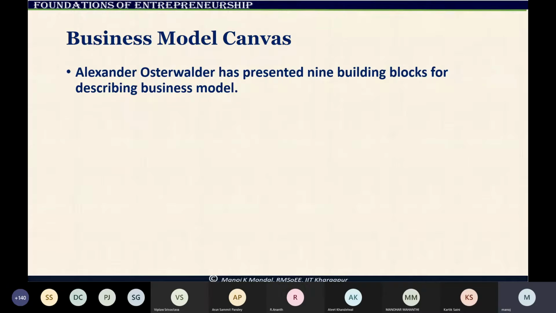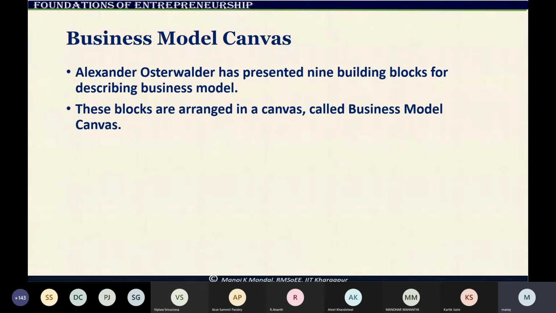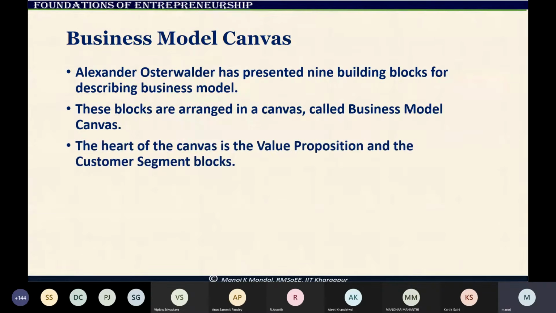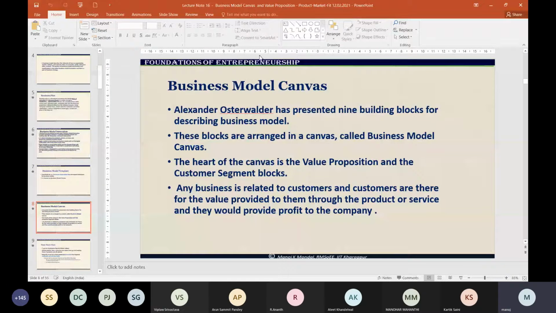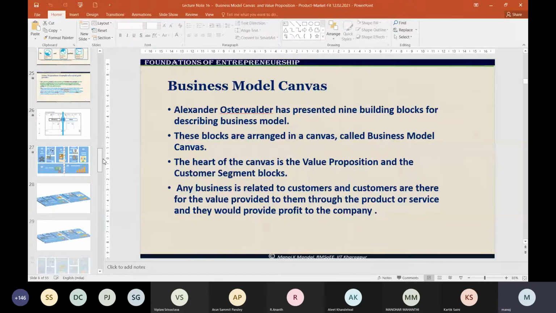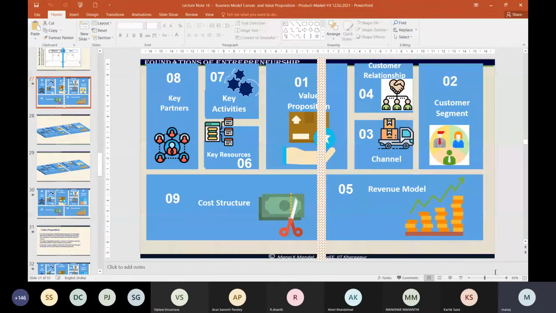So at one place, on one piece of paper, you can have a holistic view of your business model. That is the objective, that you have a holistic view and you don't miss out anything while thinking of the strengths and weaknesses of your business model. These blocks are arranged in a canvas called the business model canvas. The heart of the canvas is the value proposition. Let me just show you the canvas first, then you will be able to appreciate more. This is the canvas.